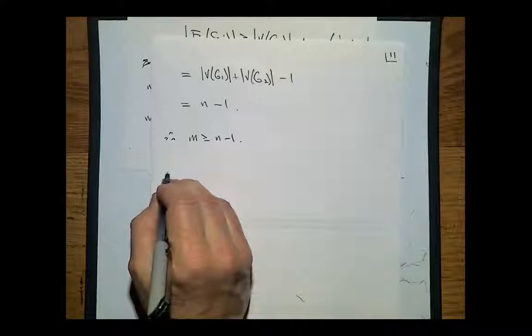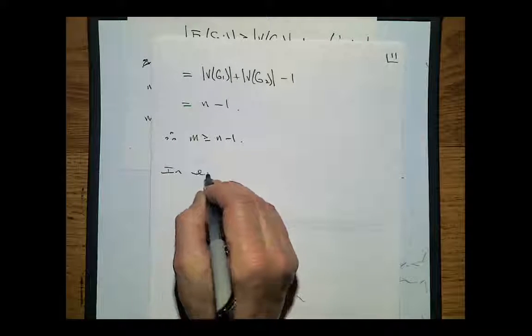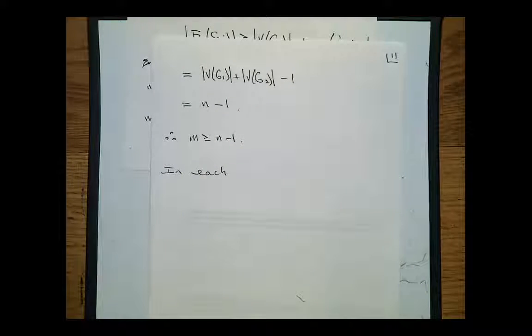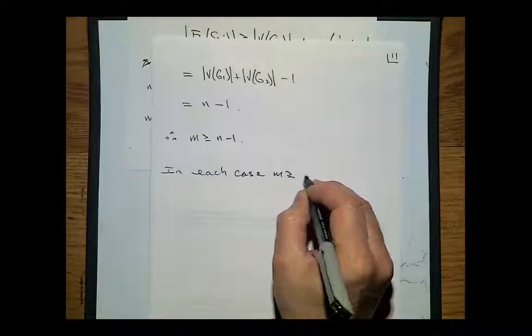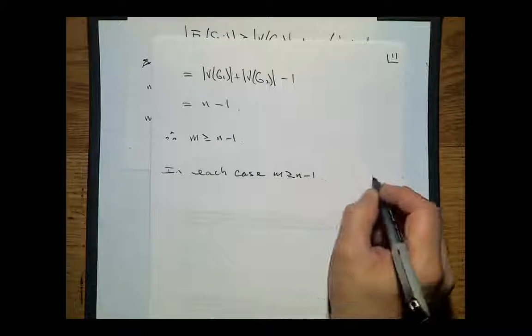In each case, this pen is out of gas. Hang on a second. In each case, m is greater than or equal to n minus 1. End of proof.